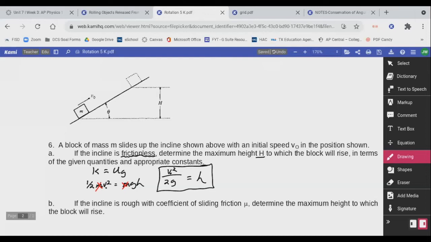Let's look at B, because now we've got friction. Same problem, but we've got friction that's going to steal some of our energy. We've got a complete conversion of energy from kinetic to gravitational potential until there's friction. K-rot doesn't come back because we're not going to rotate. The box isn't going to rotate.